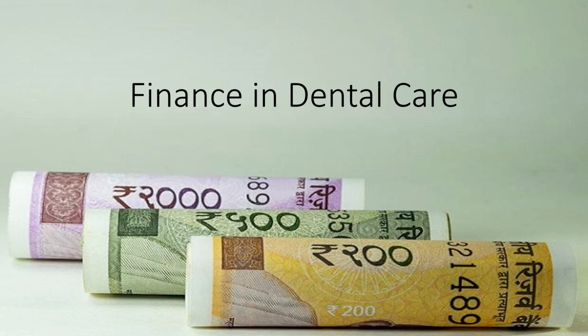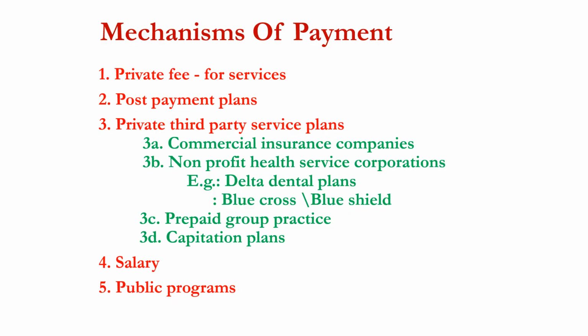Today we are going to continue with the chapter of finance in dental care, of which the mechanisms of types of payments. They are: 1. Private fee for service, post-payment plans, private third-party service plans like commercial insurance companies, non-profit health service corporations, Delta Dental plans, Blue Cross or Blue Shield or the non-profit health service corporations, prepaid group practice, capitation plans, salary and public programs.